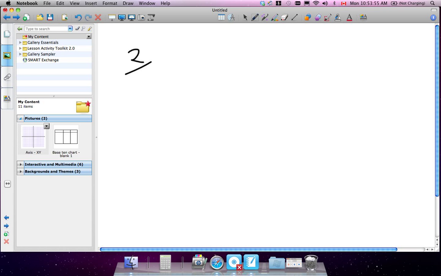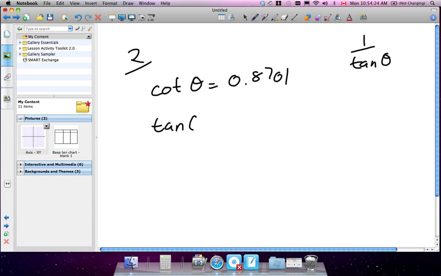They've given us theta between 0 and 90. So cotangent theta is equal to 0.8701. Well, I know cotangent is also equal to 1 over tan. My calculator doesn't have cotangent in it, unless you have a really good one. No. Calculator doesn't have cotangent in it, right? So, in other words, if I were to switch this to tangent theta, what do you think happens to that?